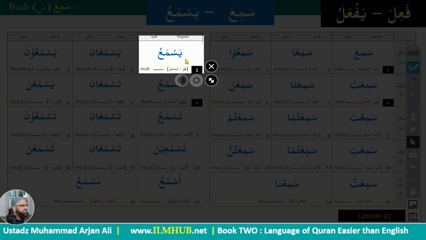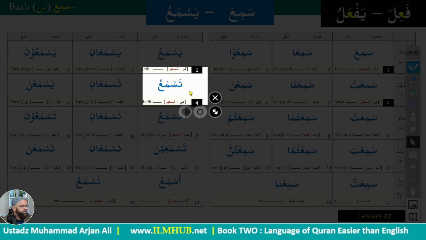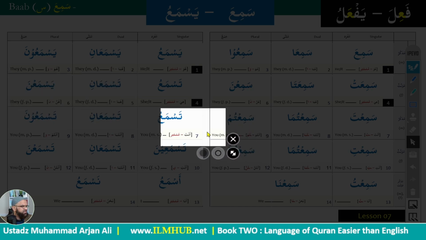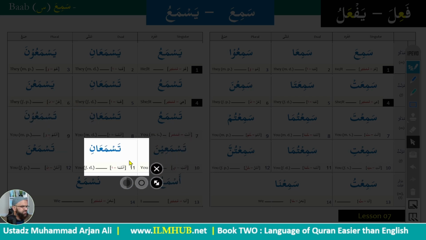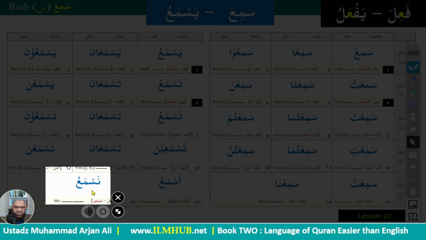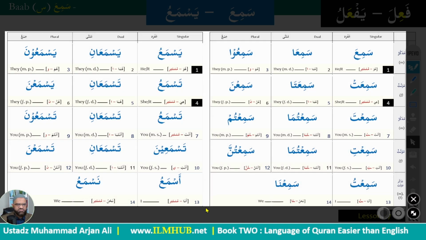Let's quickly go to the Mudari. Yasma'u, Yasma'ani, Yasma'una. Tasma'u, Tasma'ani, Yasma'na. Tasma'u, Tasma'ani, Tasma'una. Tasma'ina, Tasma'ani, Tasma'na. Asma'u, Nasma'u. And you can now see all 14 plus 14, 28. So again, you're going to come across many verbs that follow the Sami'a scale. And all you need to remember is Sami'a, Yasma'u, and then you can do 14 plus 14.